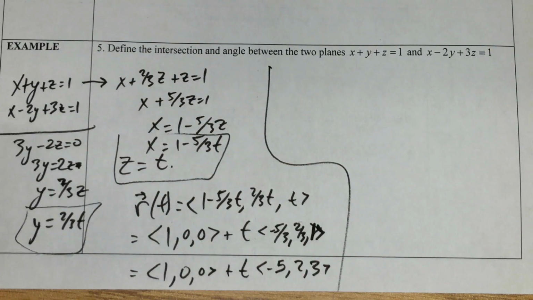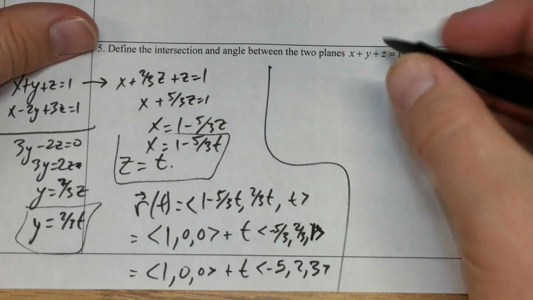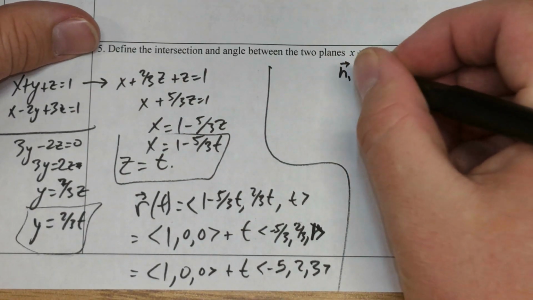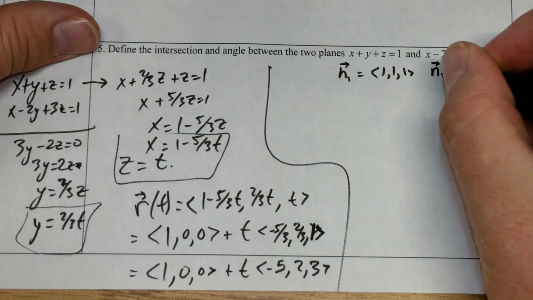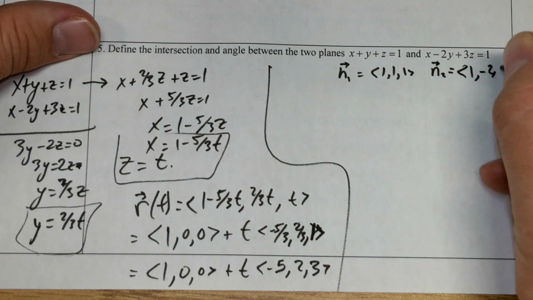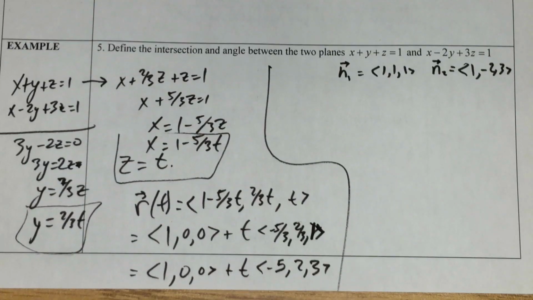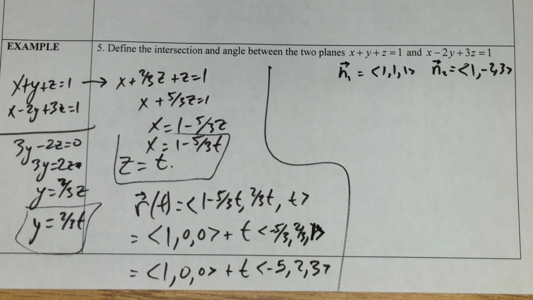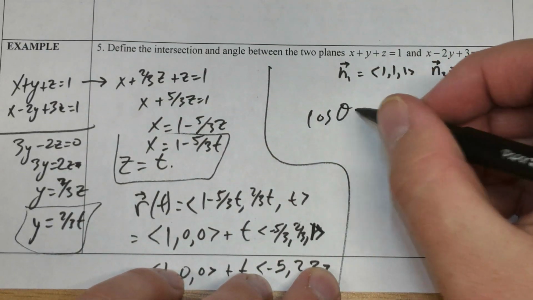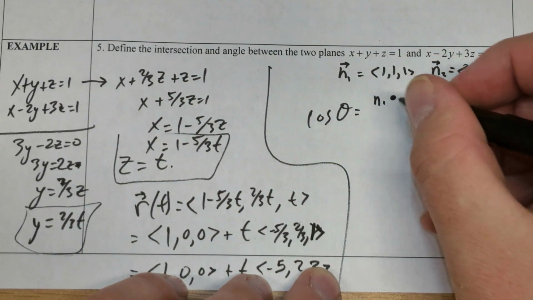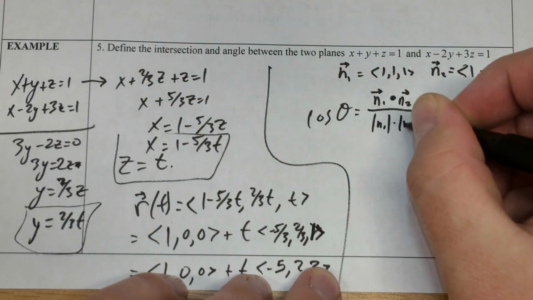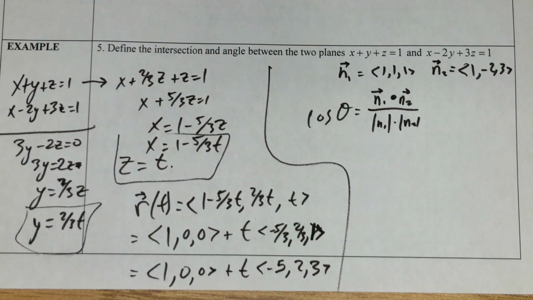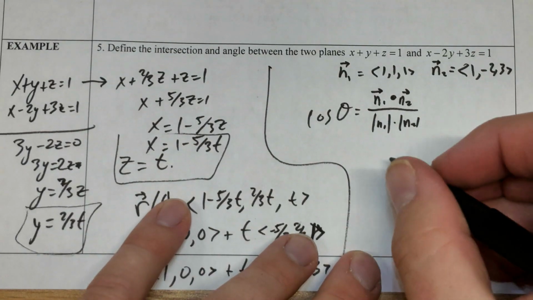And now to find the angle of intersection between these two planes, well, I have a normal here, 1, 1, 1. I have a normal here, 1, negative 2, 3. And so I'm just finding the angle between these two normals, right? I have a vector and a vector. I find the angle between two vectors using the dot product. And I just run through those calculations.